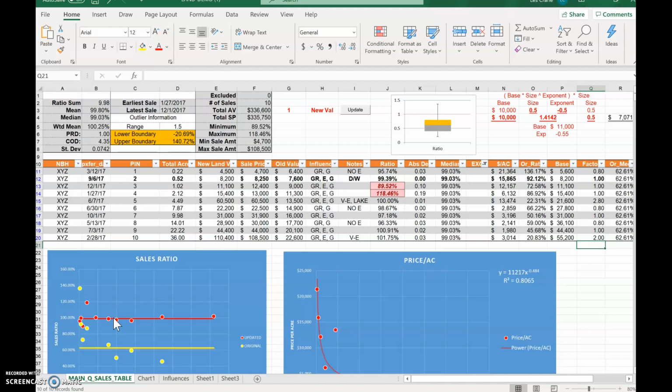So that's in a nutshell how we calibrate our land models. We set the base rate first, then we go through and make adjustments based on sales that have those particular influences to create a factor.